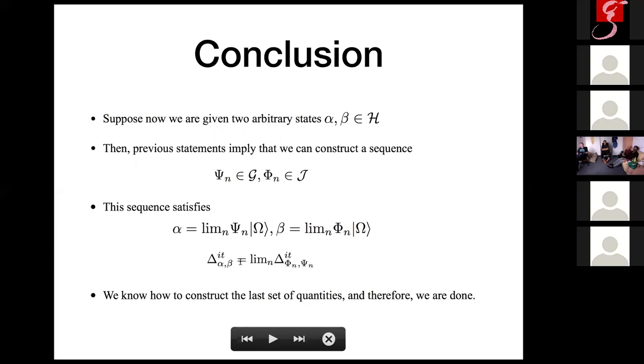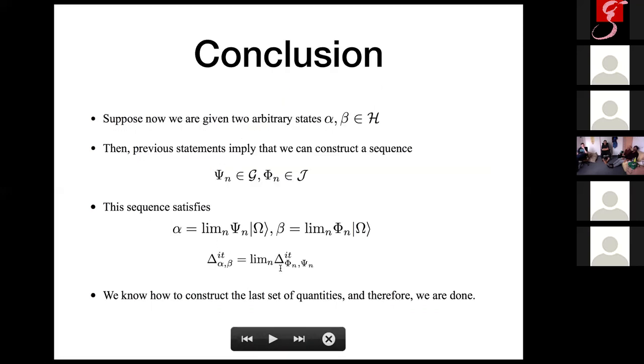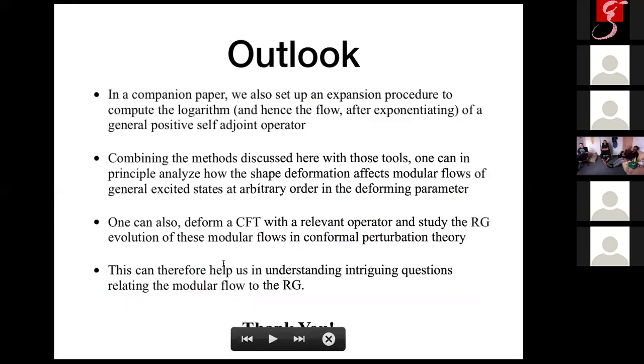So in this paper, we have basically done this. And then you can ask, where do you go from here? As I just mentioned, I didn't put the arXiv number here, but there is a companion paper where we set up an expansion procedure to compute the log of any general self-adjoint operator. Combining this with the fact that we know how to construct the modular flow for any state, we can now talk about shape deformation. What happens if you perturb the shape? If you perturb the shape, you're changing the algebra. And if you're changing the algebra, you can set up this expansion as a perturbation expansion.